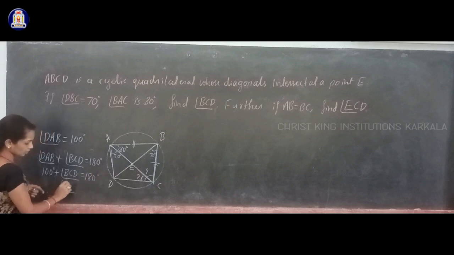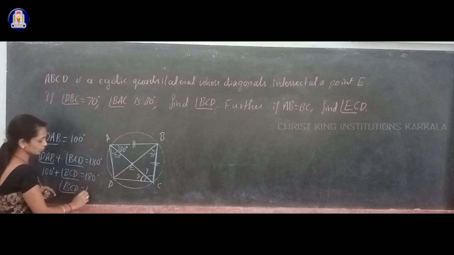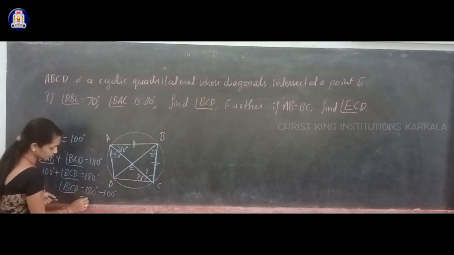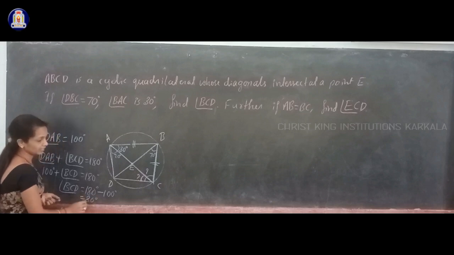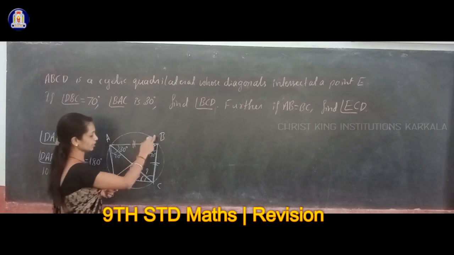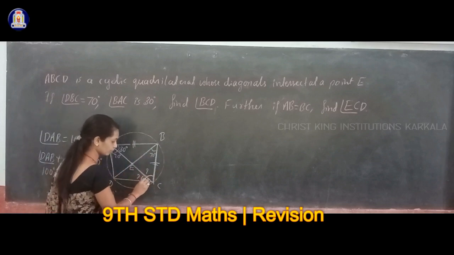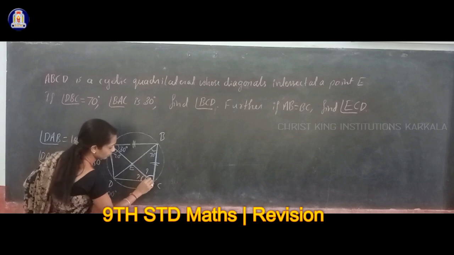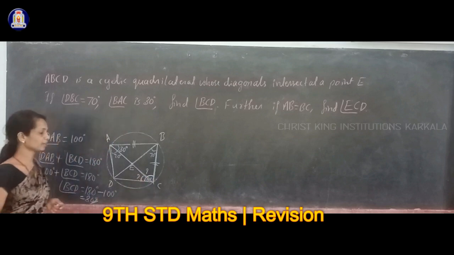So from this you will get angle BCD is equal to 180 degree minus 100, that is 80 degree. So this is angle BCD, the full angle, and this full angle is 80 degree. I will write here, this is 80 degree now.